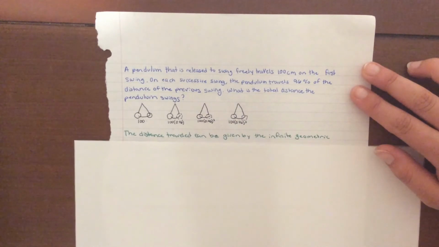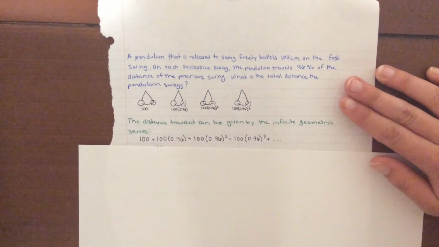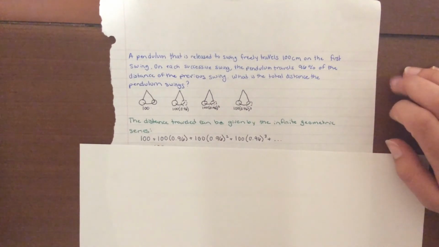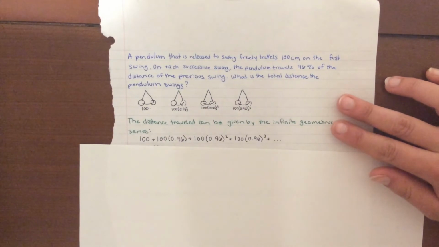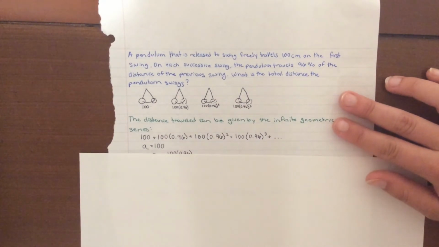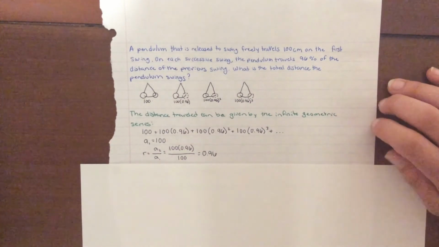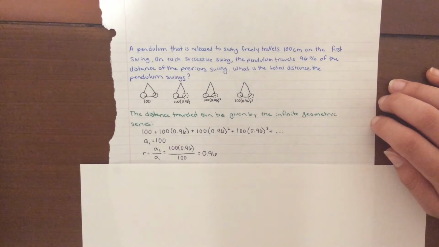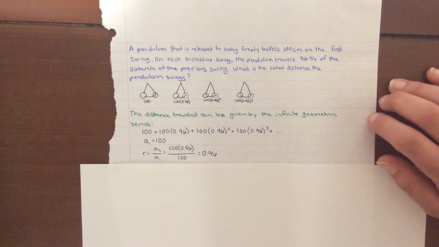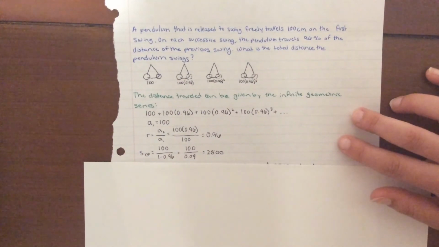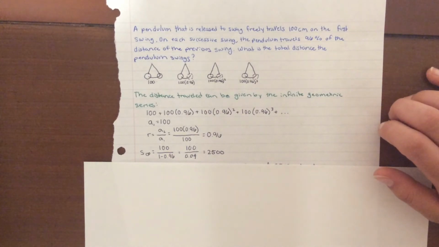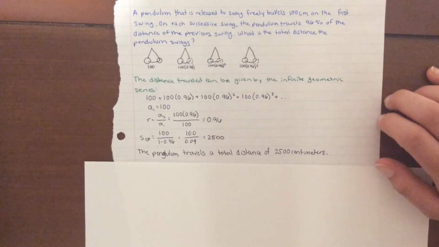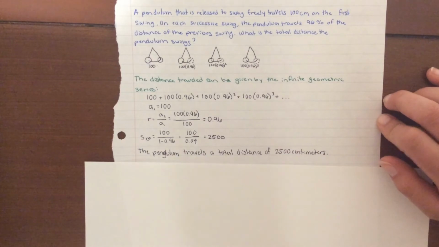So our distance traveled can be given by the infinite geometric series of 100 plus 100 times 0.96 plus 100 times 0.96 squared, and this would continue on until the pendulum would stop swinging. So in this equation, our A1 would be 100, and to find our R, we would do A2 over A1, which would give us 100 times 0.96 over 100, which would just simplify to 0.96 as the hundreds cancel out. So we plug that into our S infinity problem to get 100 over 1 minus 0.96, which would give us 100 over 0.04, and that would simplify to 2500. So the pendulum travels a total distance of 2500 centimeters, and that is the answer to this problem.